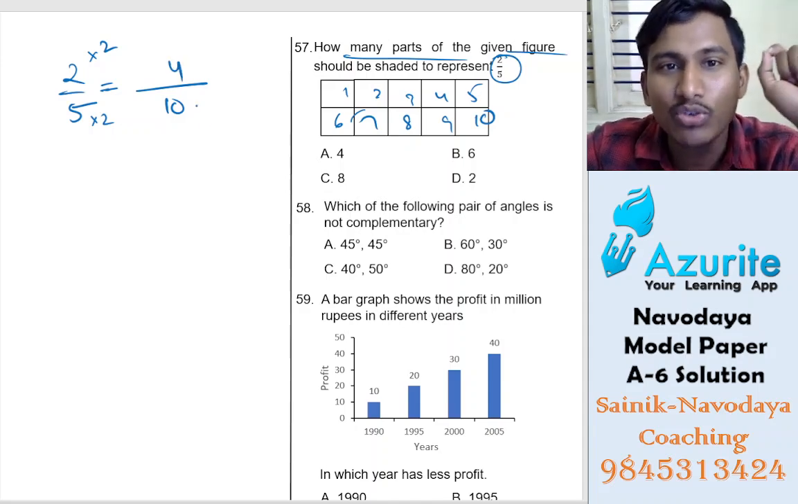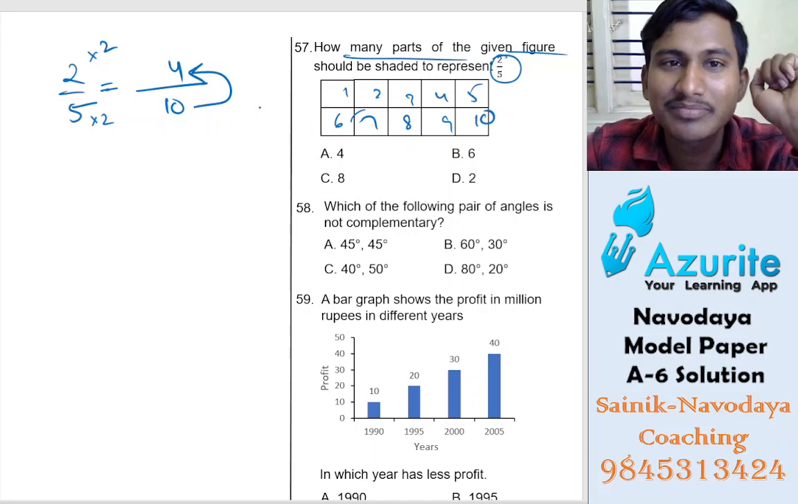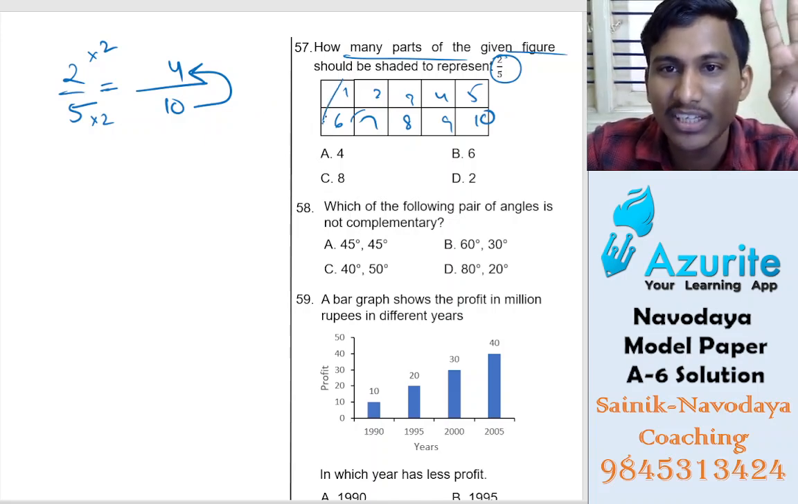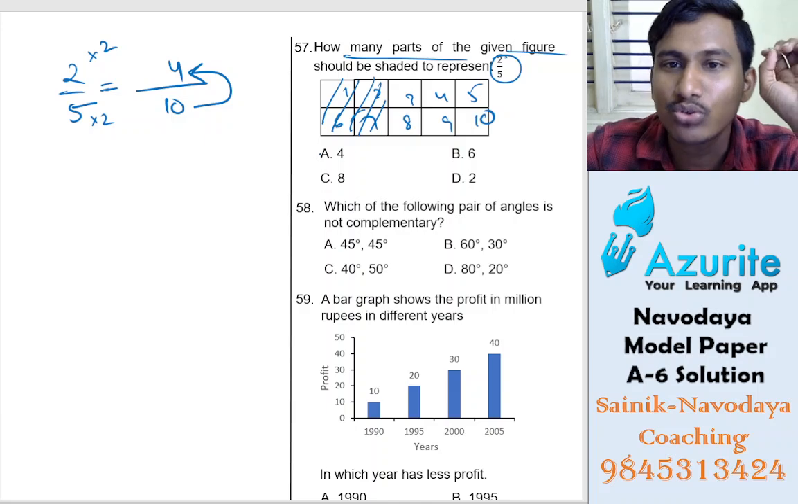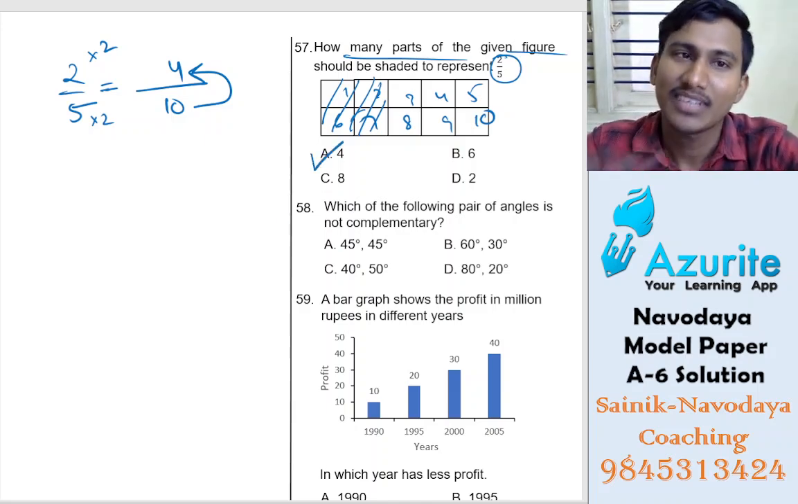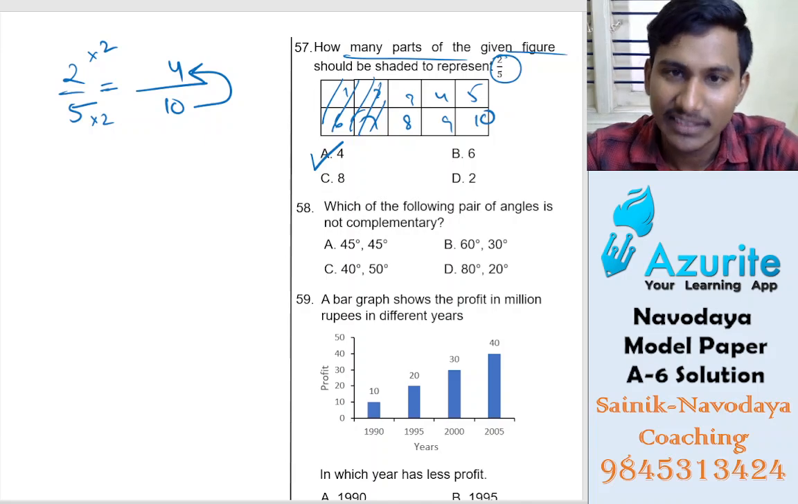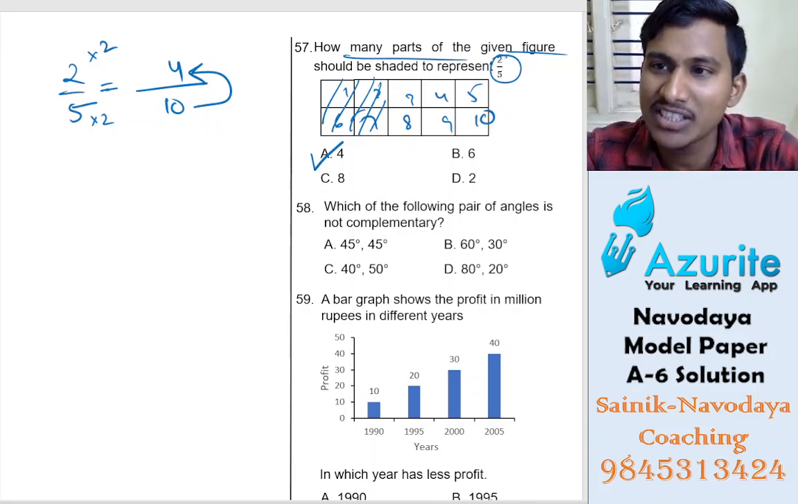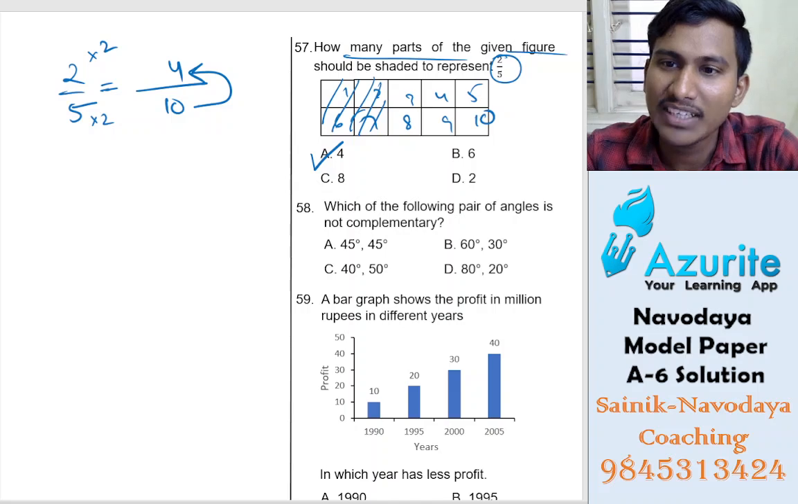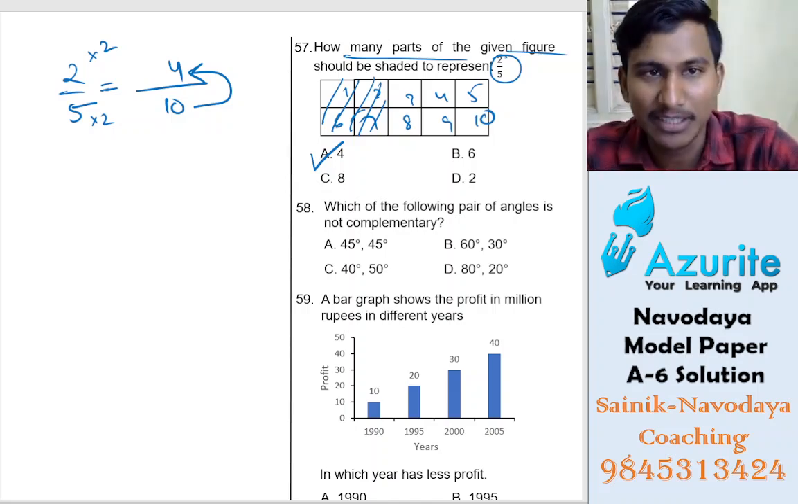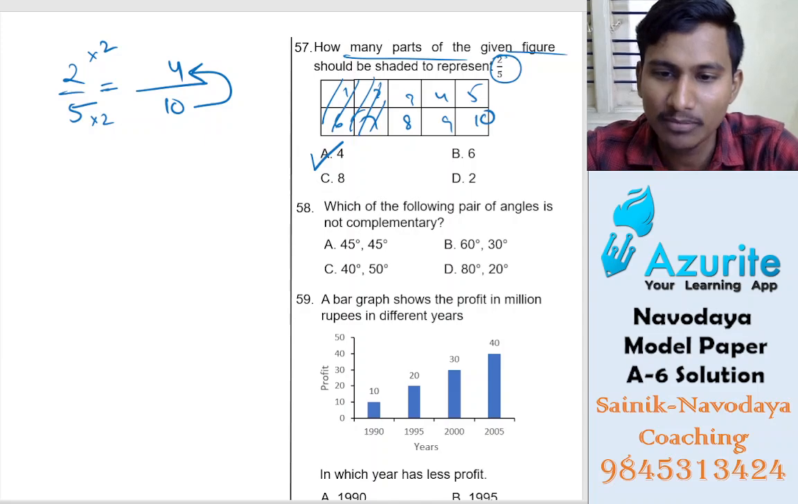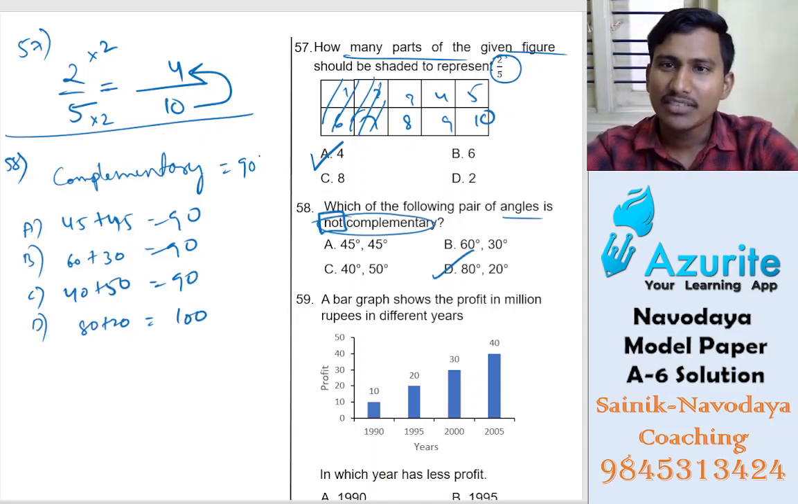So now out of 10, how many do you have to color? You have to color 4. So the answer will be option A here. That is, we have to find the equivalent fraction by multiplying. So 4 we have to color. Understood?